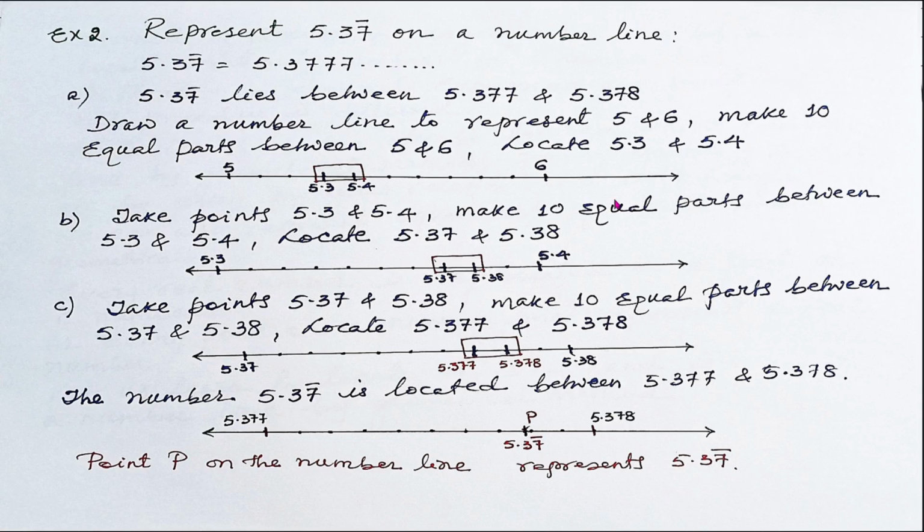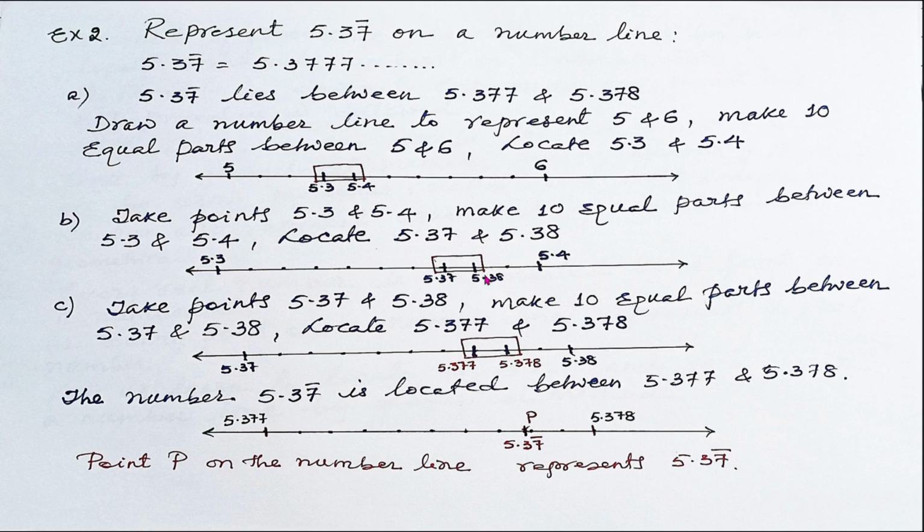First draw a number line and locate the points 5 and 6 on the number line, because 5.3777... lies between 5 and 6. After locating 5 and 6 on the number line, divide the portion between 5 and 6 into 10 equal parts and locate 5.3 and 5.4. Now take this 5.3 and 5.4 portion again on a new number line. Again magnify this 5.3 to 5.4 portion and divide it into 10 equal parts. Now locate 5.37 and 5.38.